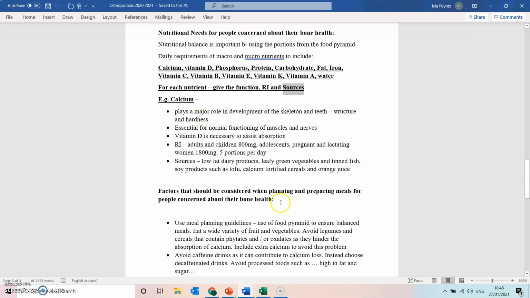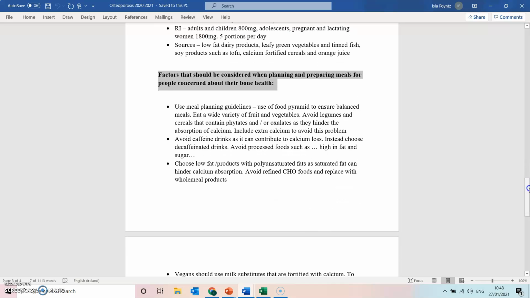Okay? And then the last main heading is the factors to consider when planning and preparing meals. So if you have said earlier on that excess caffeine affects bone health, then here you need to say, right, cut down on too much caffeine. This is how you can do it, and this is what you can take instead. Okay, so it's giving advice, but it's bringing it full circle. You're directly linking what you've said earlier to the advice you're giving now.